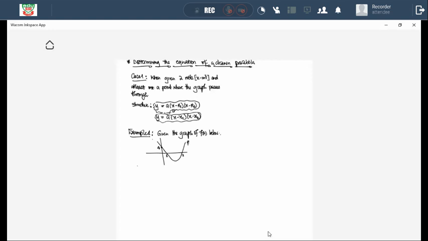Now, the basic question says determine the equation of f of x in the form f of x equals ax squared plus bx plus c. In other words, they want this parabola in its standard form. Now, just analyzing the sketch closely, what am I given? This is a cup-shaped parabola, or a parabola which is concave up.